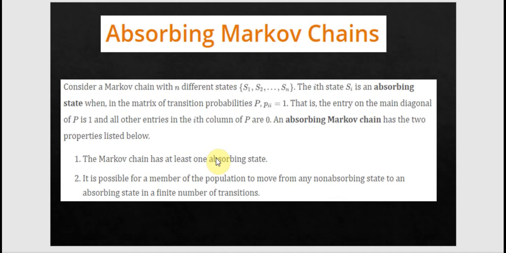Now, this matrix is not the identity. It's just talking about maybe having 1 or 2 columns that may look like that. An absorbing Markov chain has 2 properties. One, the Markov chain has at least one absorbing state. Remember, the state is a column. Two, it is possible for a member of the population to move from any non-absorbing state to an absorbing state in a finite number of transitions.